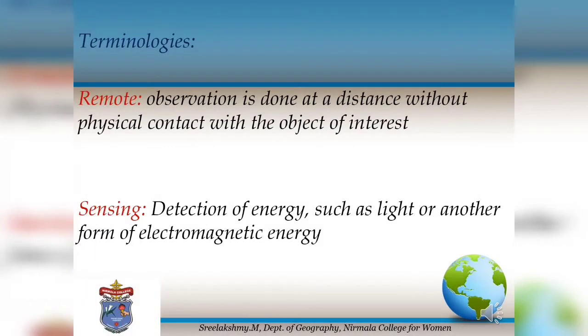Here we need to understand two terminologies in a better way. The words remote and sensing. Remote means that the observation is done at a distance without any physical contact with the object of interest. And sensing here means detection of energy such as light or any other form of electromagnetic energy.